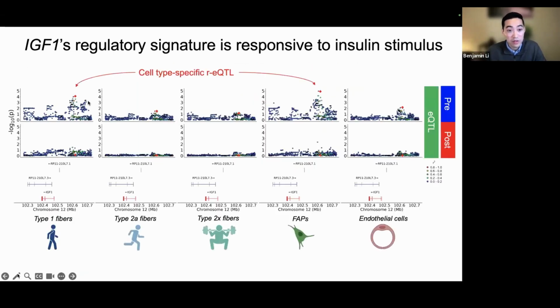And furthermore, this response EQTL is actually specific to certain cell clusters. So the type 1 fibers and the FAPs, despite really vast differences in power, if you remember. There are a lot more type 1 fiber nuclei than we have FAPs. And this really highlights the power of that single nucleus approach, coupled with the paired sample biopsies.